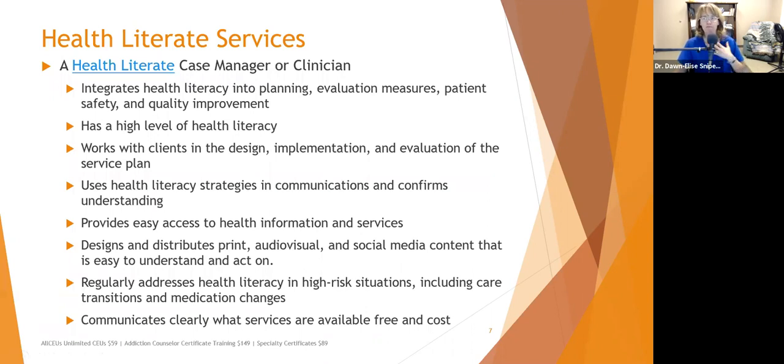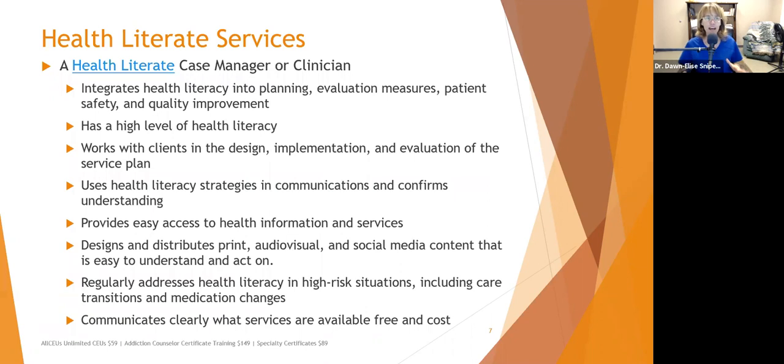New parents, health literacy, baby's born, okay, they're getting discharged from the hospital. This is a healthcare transition. What information do they need? What phone numbers might they need? Lactation consultants, childcare, pediatrician, you name it. You can just kind of go through the list so they are leaving the hospital with confidence. And a health literate case manager or clinician communicates clearly what services are available, both free and for fee. We want to make sure people have options.